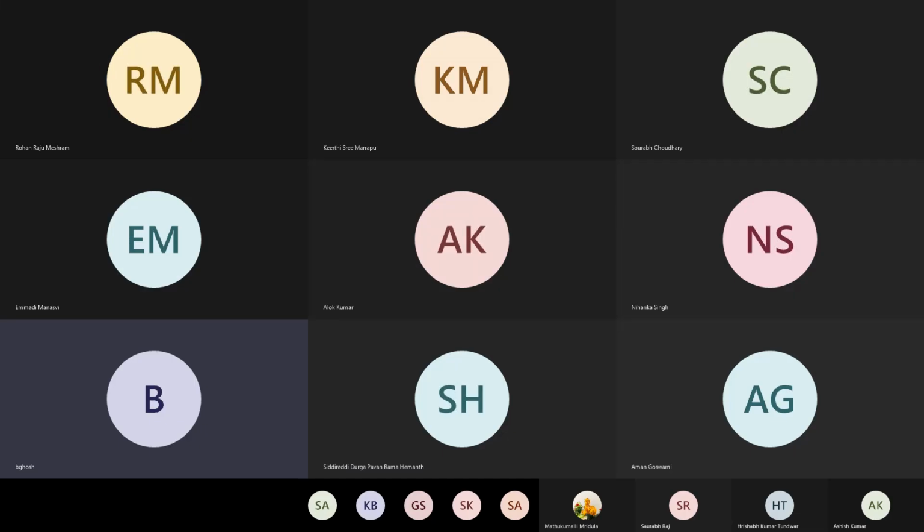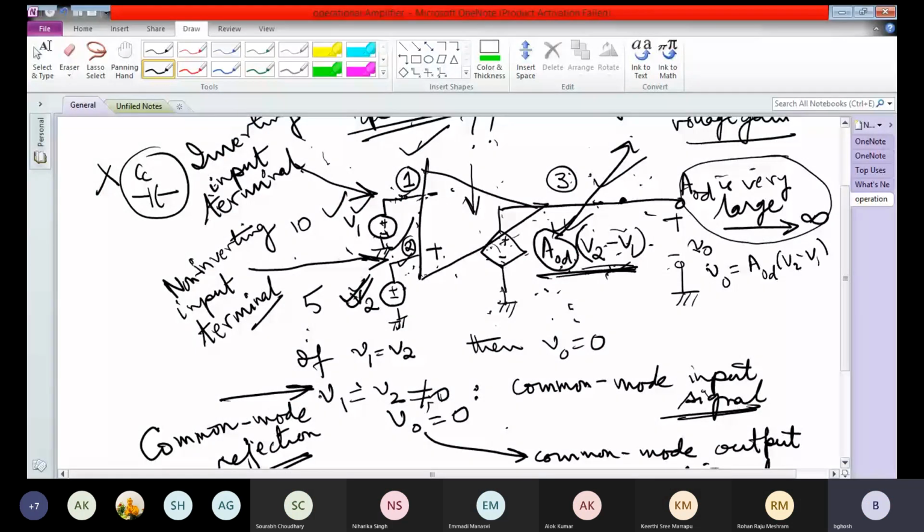times V2 minus V1. So if AOD is very large, then we can say that V2 minus V1 is given by V0 by AOD. And if AOD is very large, then V2 minus V1 tends to 0. And therefore, we say that the two input terminals, V1 and V2, are virtually shorted. We use this word, they are virtually shorted.